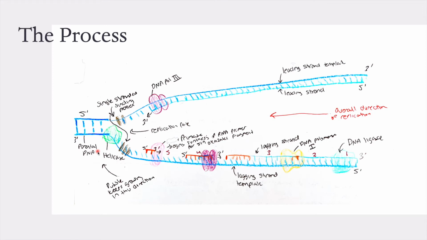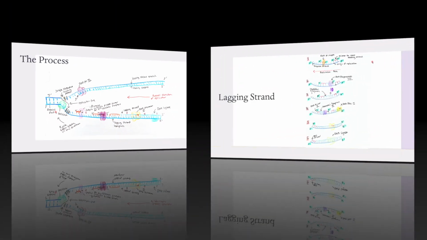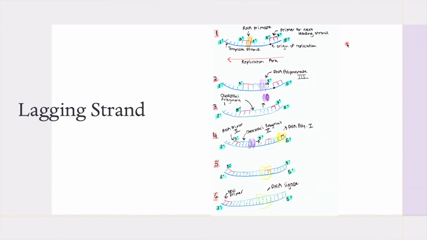Recall that there are several replication bubbles across the DNA molecule, each with two replication forks going in opposite directions. Eventually, the bubbles merge and the entire DNA molecule is replicated. Now let's go over the Okazaki fragment process.